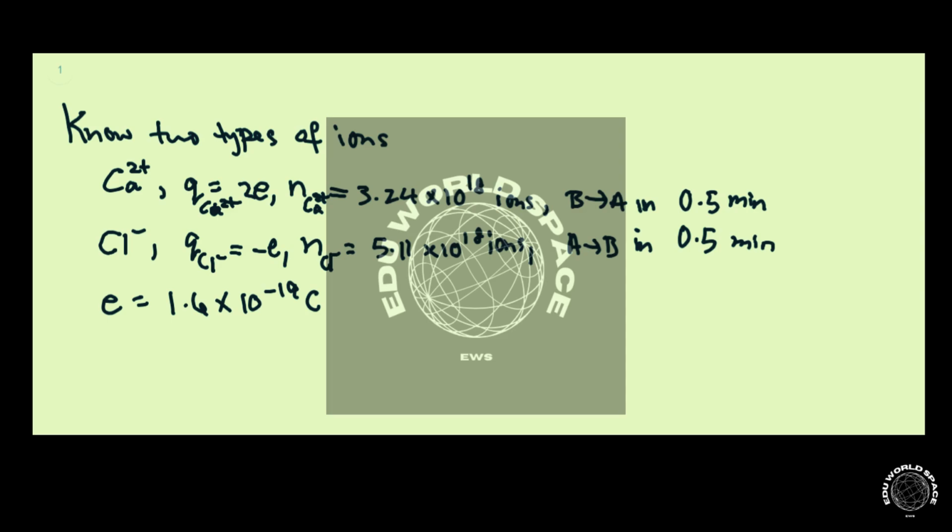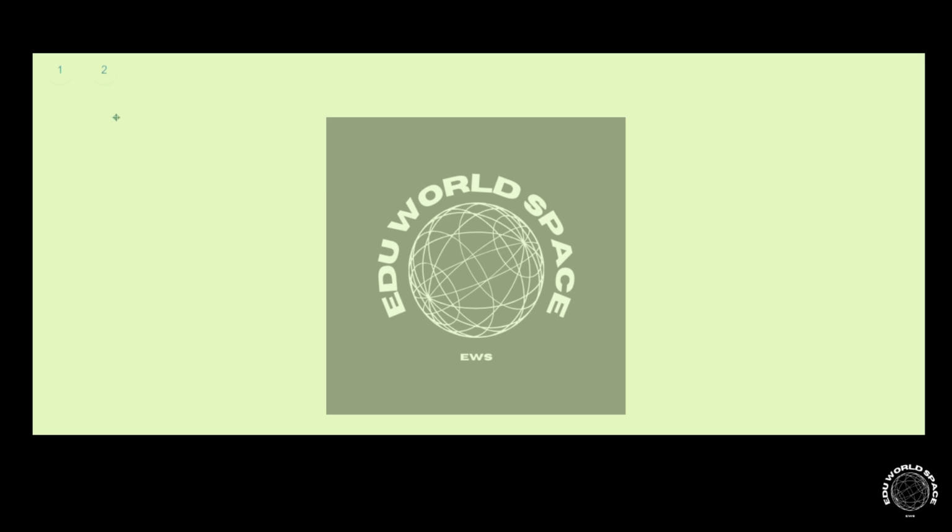So on the next page, we'll solve this. What we'll do is first determine the total charge carried by each of the ions. So the total charge, Q, of Ca2+ will be little q of Ca2+ times the number of these ions. So the charge it carries and the number of them will give the total charge.